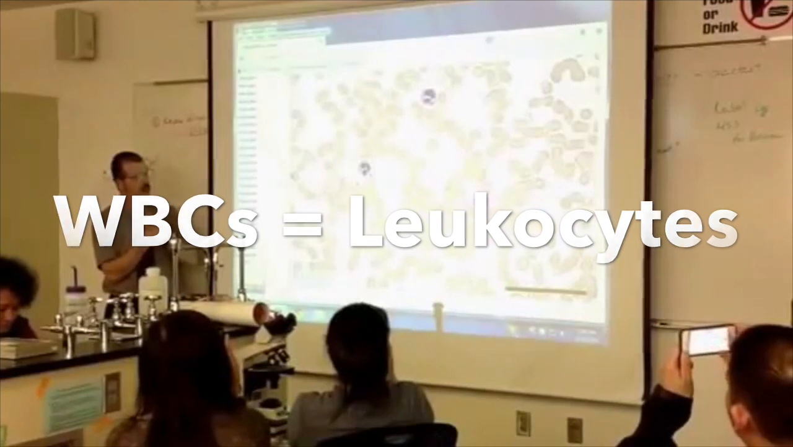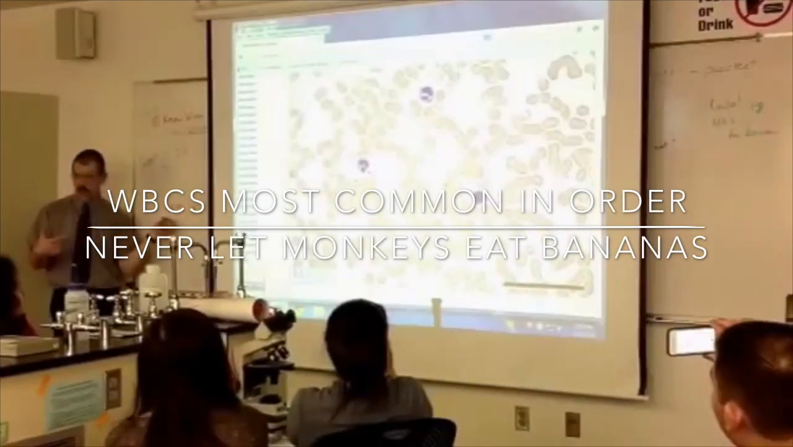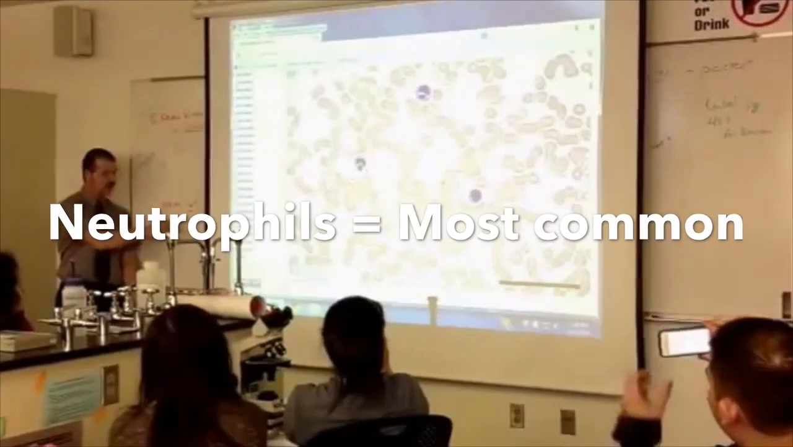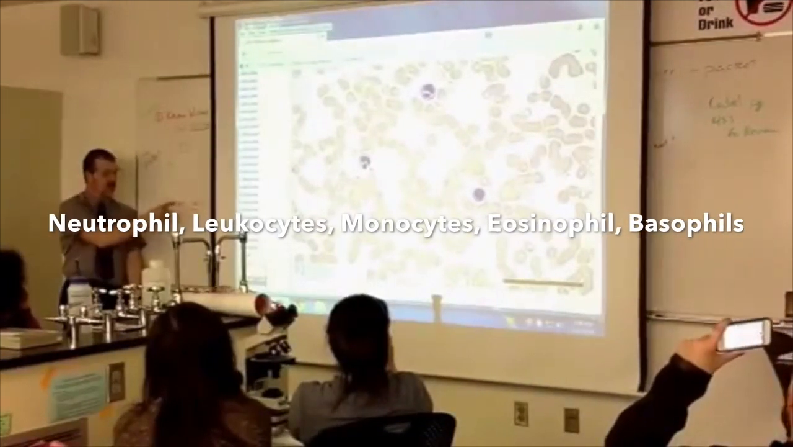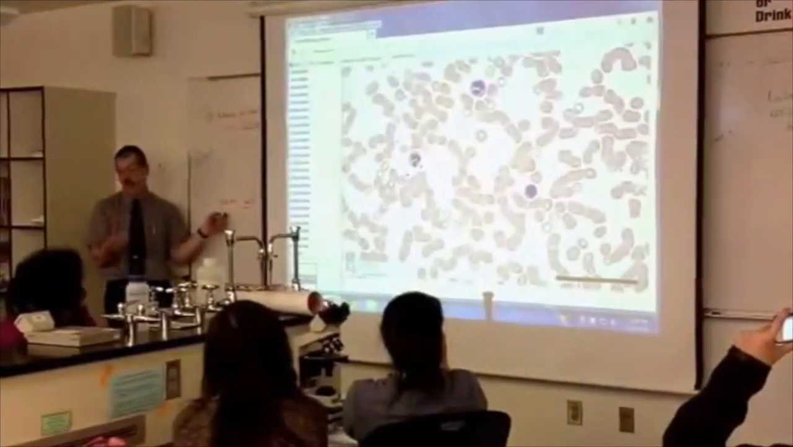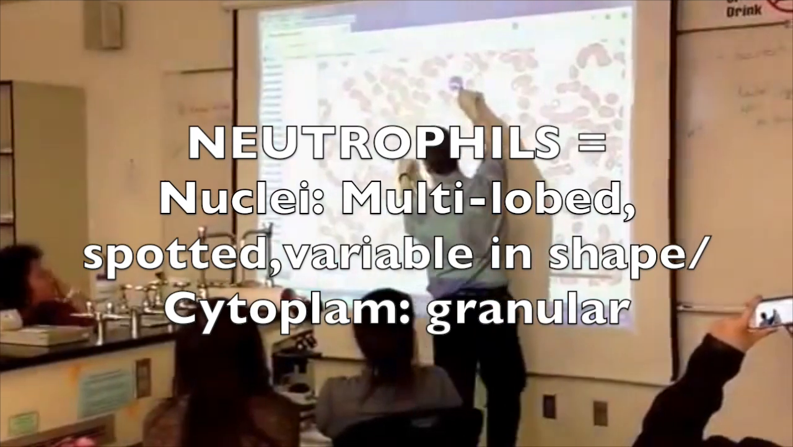So for white blood cells, you want to remember: never let monkeys eat bananas. That's the order. So neutrophils most common, lymphocyte, monocyte, eosinophils, basophils. If in doubt, it's going to be a never or a let. Those are over half of the cells. So if you just remember the order, statistics say it should be a neutrophil in there somewhere. So neutrophils look like this.